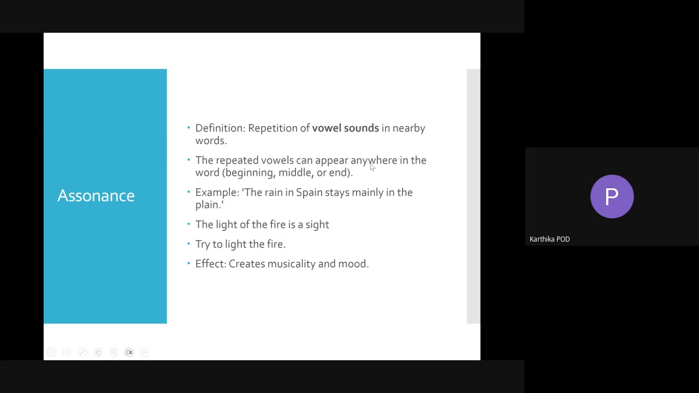Rain, Spain, mainly. So there is the A sound. Rain, A, Spain, A, stays. So plain, A. Again, the A sound is coming.